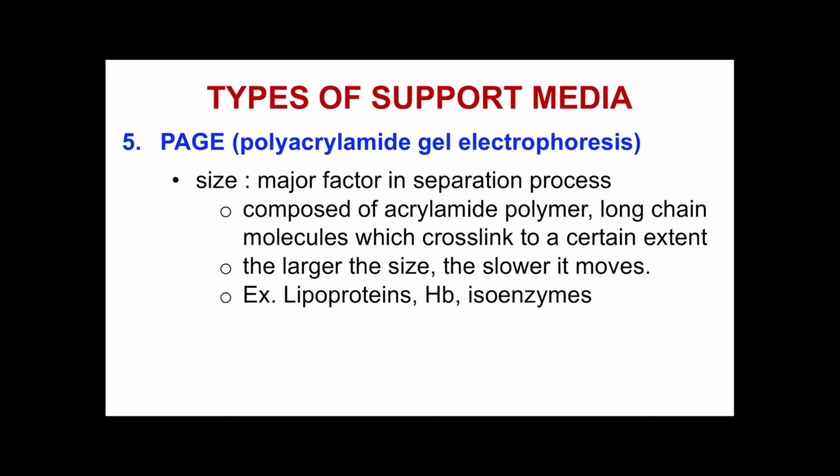So the major factor in separation process using the support medium is the molecular weight or the size of the molecules. So this one is composed of acrylamide polymer and long chain molecules which cross-link to a certain extent. So it contains a network that will trap the molecules in the gel, especially if the molecules have a large size or molecular weight. So the larger the protein polypeptide, the slower it moves. So we can use this to study lipoproteins, hemoglobin, and isoenzymes.